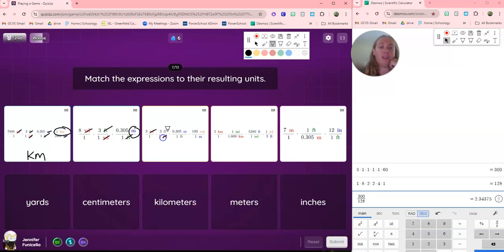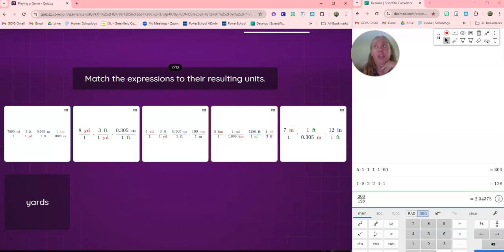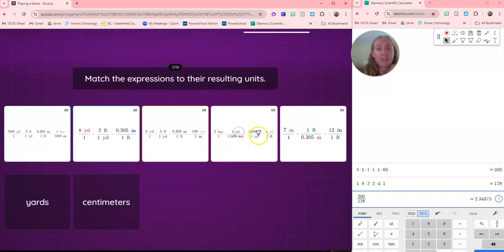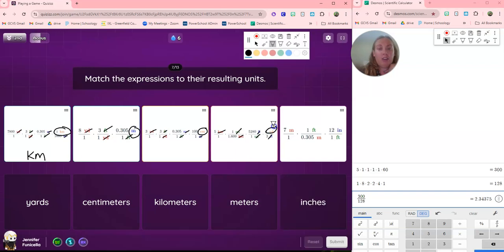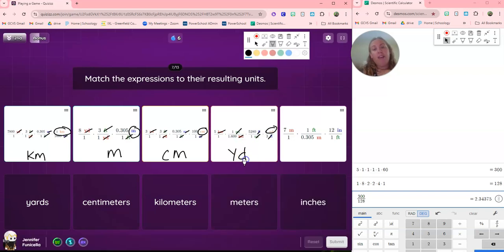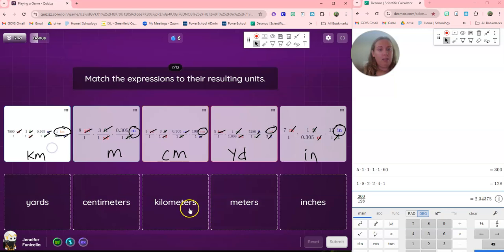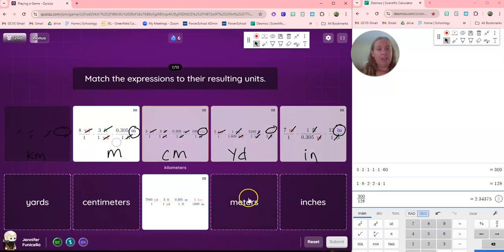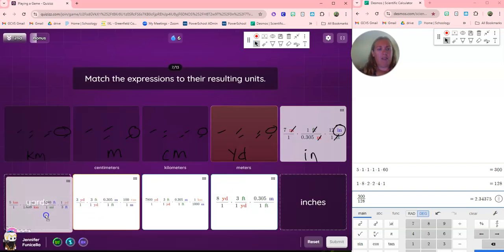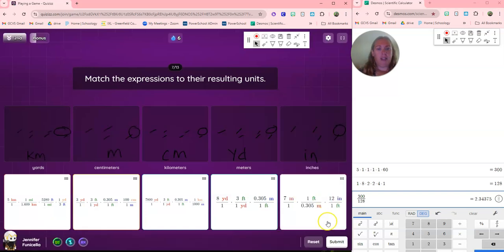So we're just finding those pairs on the top and the bottom that are going to cancel out, and then noticing which one does not have a pair. That's the unit that is going to be the resulting unit. Kilometers cancel, miles cancel out, feet cancel out, and yards is left. And then finally for the last one, meters cancel, feet cancel, and we're left with inches. Beautiful. So then you just click and match these into their spots. So I click the white one. I think you can also drag it if you want, or you can just click and place it in and then hit submit.